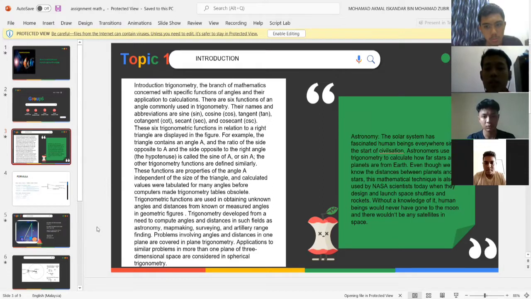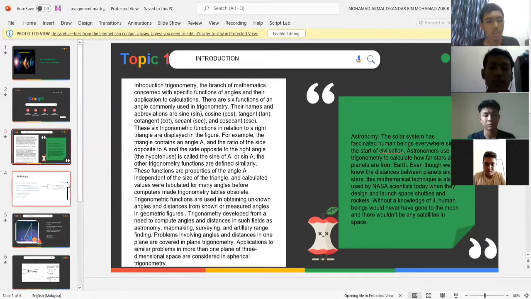Astronomy. The solar system has fascinated human beings everywhere since the start of civilization. Astronomers use trigonometry to calculate how far stars and planets are from Earth, even though we cannot directly measure the distance between planet and star. This mathematical technique is also used by NASA scientists today when they design and launch space shuttles and rockets. Without a knowledge of it, human beings would never have gone to the moon and there would not be any satellites in space.